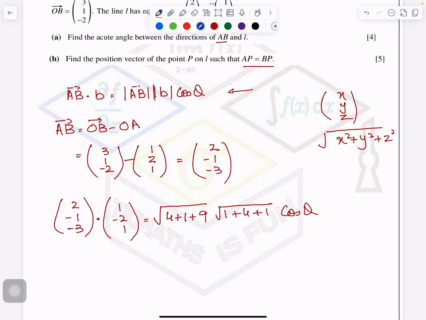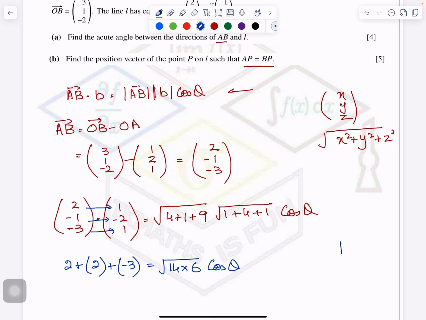Second thing is how to solve this dot thing. It means this into this plus this into this plus this into this. So 2 ones are 2. Minus 1 times minus 2 is 2. Minus 3 times 1 is minus 3. 9 plus 1 is 10, it is 14 into 6.